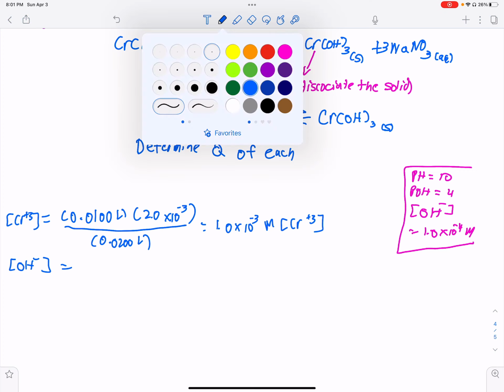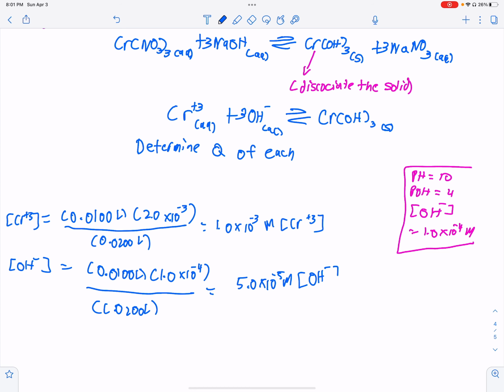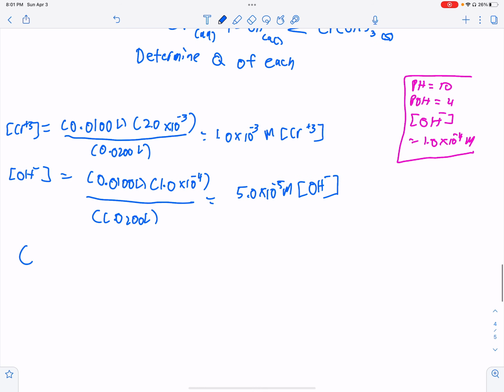So I go back to my hydroxide ion concentration calculation. I have 10 milliliters or 0.01 liters of the sodium hydroxide, so that's where the hydroxide ion will come from. We just determined the concentration to be 1.0 times 10 to the minus fourth, and the total volume is 0.02 liters. So we get 5.0 times 10 to the minus fifth molar hydroxide ion. Now we're cooking. I can find my Q value.